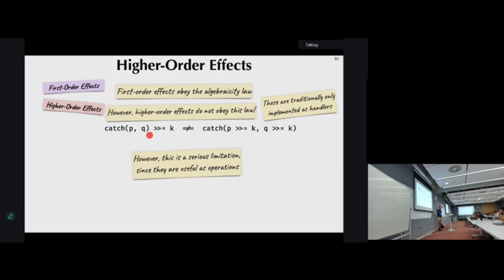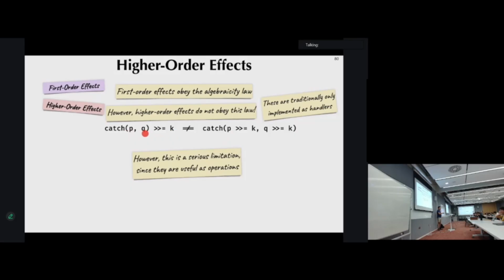So we're trying to catch. Catch takes a program P, which you try to execute. If it fails, you do the program Q, and then you carry on with K when you're finished. But that's different to this program here, because how does it go? Suppose K can fail. Suppose you can start executing for a while, and then something bad happens in K.